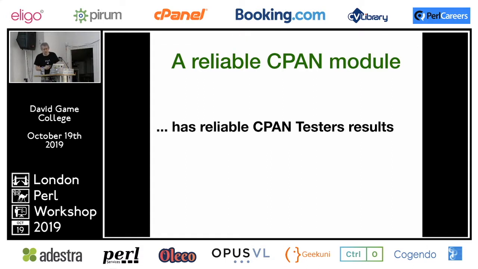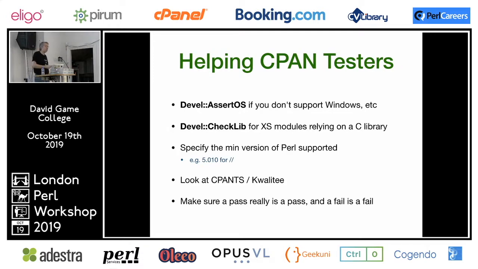The other thing you want is that you want those CPAN Testers results to be reliable. It might all be green, but that might not actually be telling you what you think it's telling you. So here are some of the ways you can, as an author, cooperate and collaborate with CPAN Testers. If you know your module is never going to work on Windows, there's a module you can use to say so, so that when one of the smoke testers is trying to install it on Windows, it can say, this will never work on Windows. That will then get excluded from the percentages, so it won't be seen as a failure.